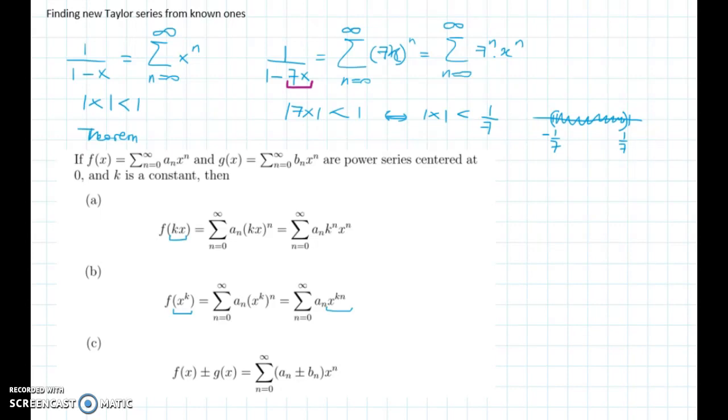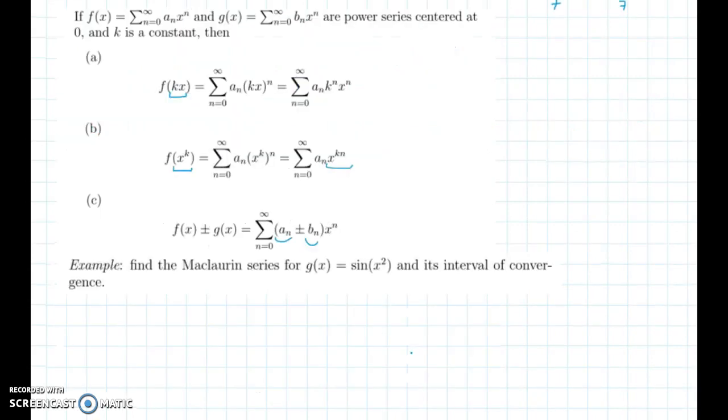And if we want to take the sum or the difference between the two power series f and g, we have to look at taking the sum or the difference between the coefficients a(n) and b(n) that are multiplying the variable x to the power of n. Let's look at an example. We want to find the Maclaurin series for the function g of x equal to sine of x squared, and we want to find its interval of convergence.